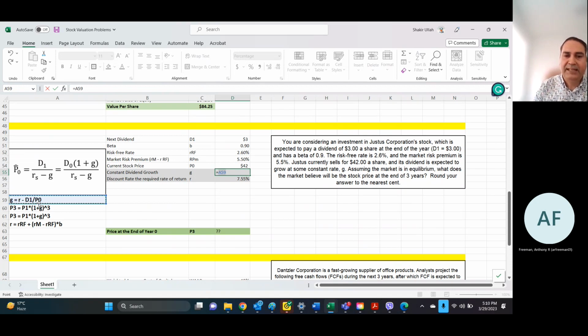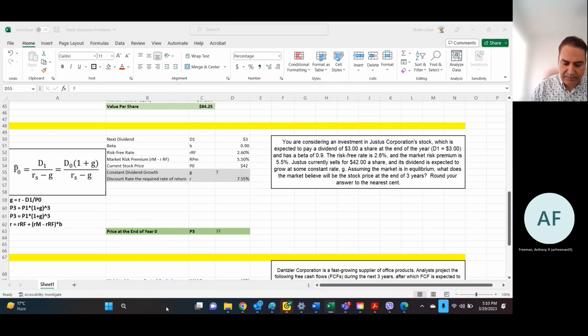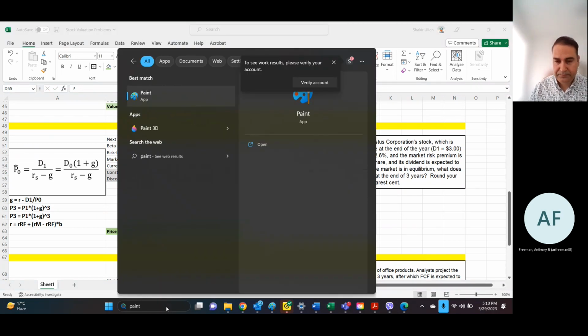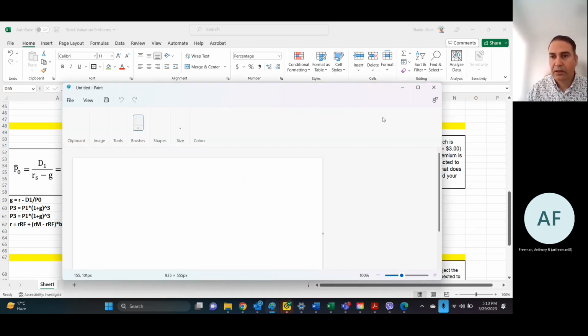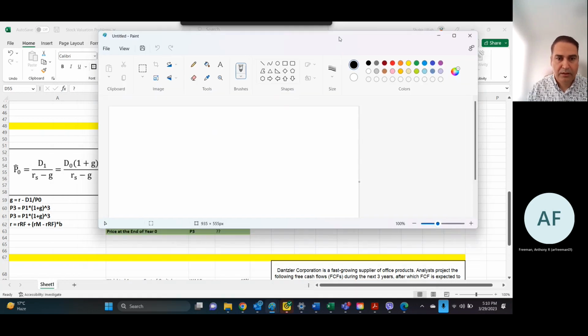I hope you can rework that algebra and rearrange the equation. It should not be any problem. But if you want to, we can go through it right here, if you want me to rearrange this for you. Yes, sir. Okay, let's do it. So let me pull out my paint. Okay, so the formula that we have is something like this.